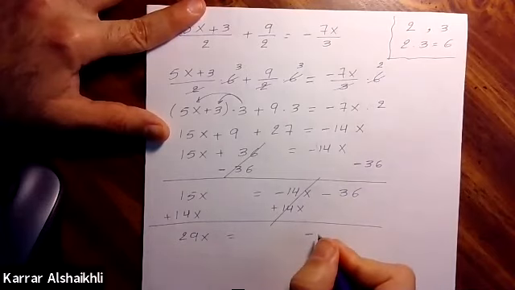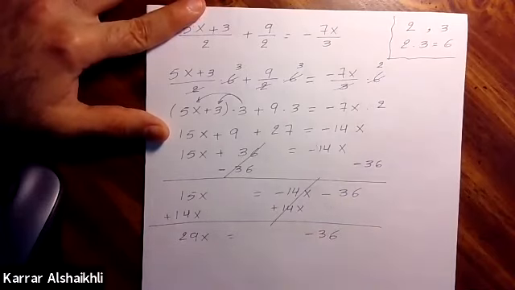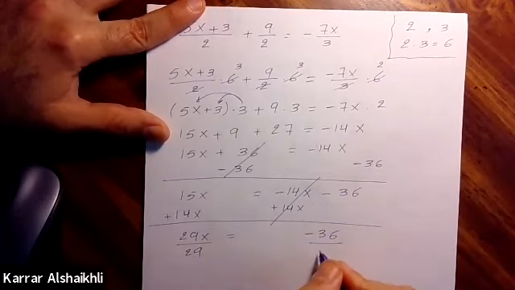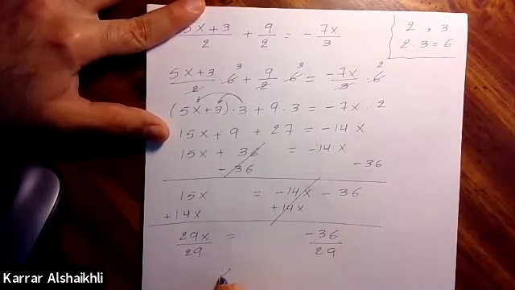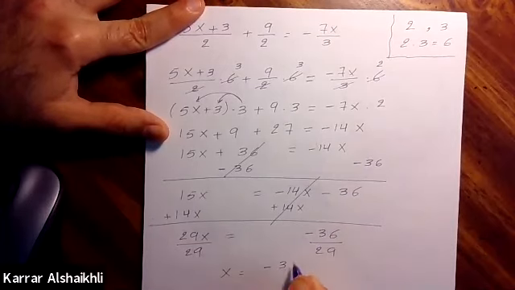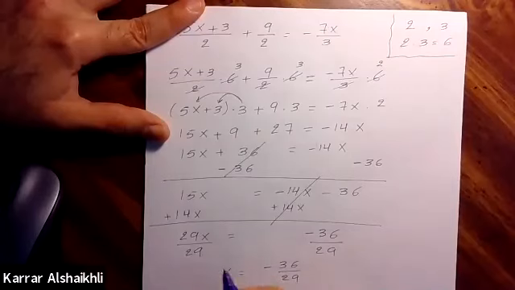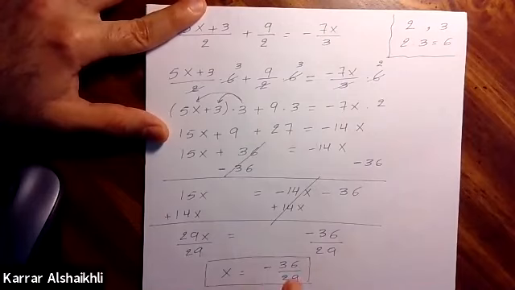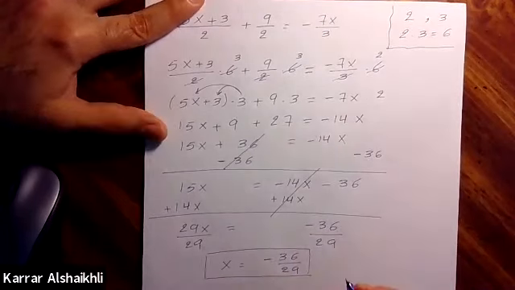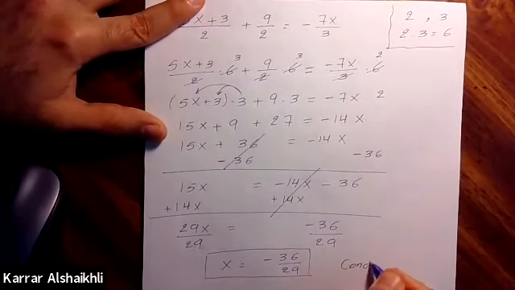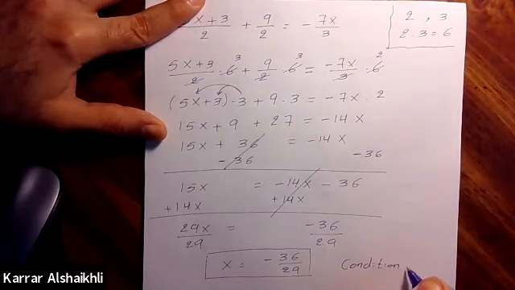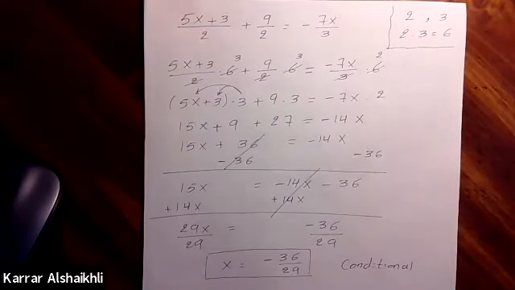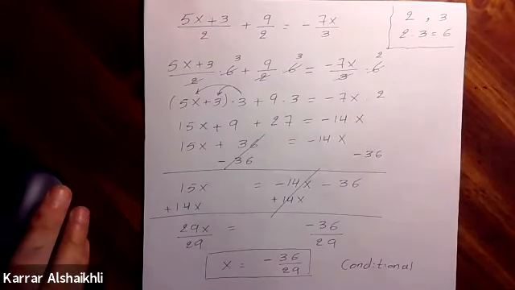Equal negative 36. The last step, you're going to divide both sides by 29. So x is going to be negative 36 over 29. That's it. X equal, I have a fraction, but it's a number. That means this is conditional because we have only one solution. That's it for this example.